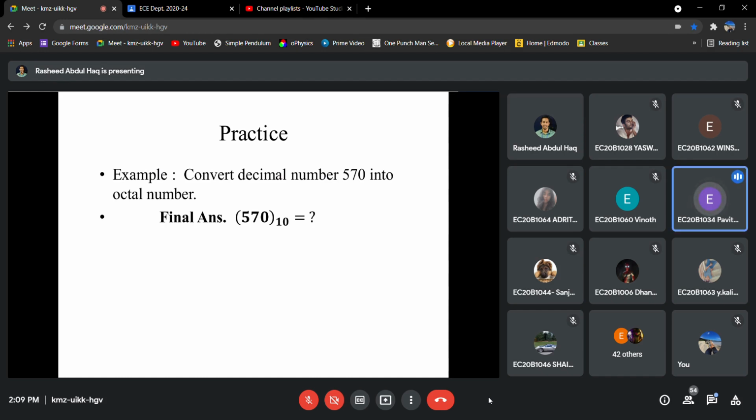Sir, we divide 570 by 16. Okay. Then what will we get? No, it's an open discussion, everyone can answer. Yes, sir. We'll get a remainder 35, which again we have to divide by 16. Then we'll get 2. Then again 2 by 16, we'll get 0, sir. Okay, next question.